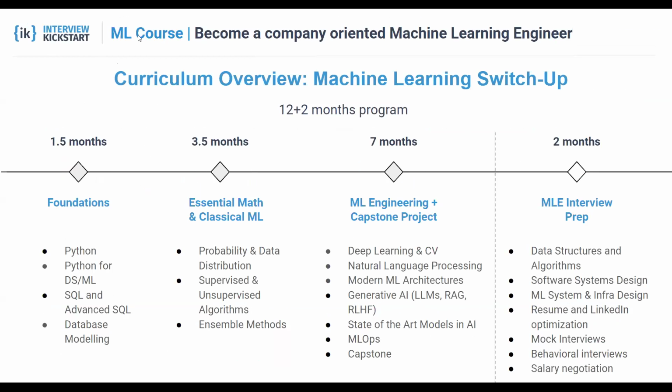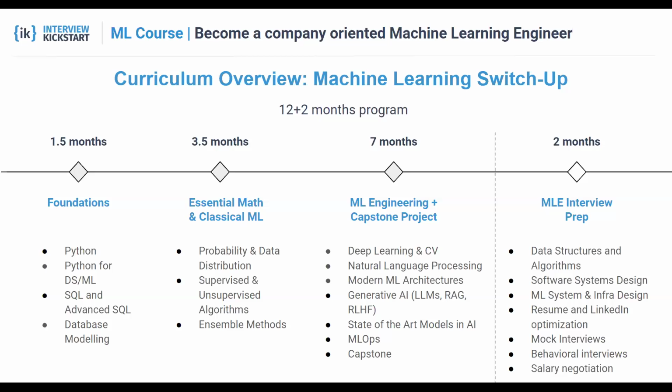The first one is the machine learning switch-up course, where we focus on the outcome of becoming a company-oriented machine learning engineer, right? Because machine learning and data science are eternally important, and with generative AI the demand for these skills is becoming even greater, they have become fundamentally paramount in the data industry, right?